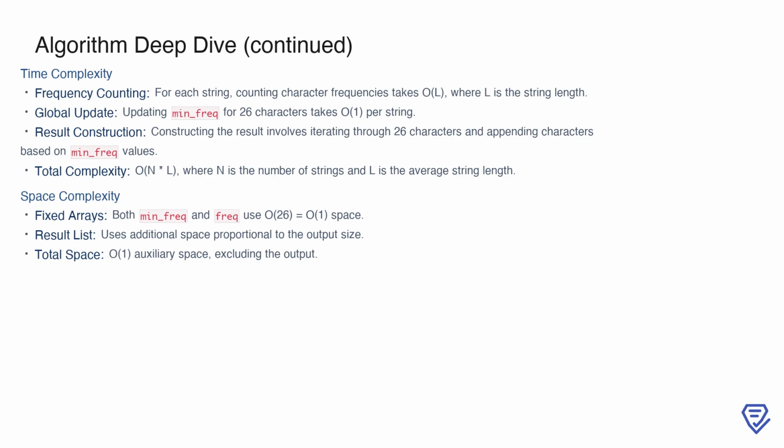In terms of space complexity, the algorithm requires fixed arrays of size 26 for min_frequency and frequency, which means O(1) auxiliary space. The result list, however, uses space proportional to the size of the output, which depends on the input. Overall, this makes it a very space-efficient solution.